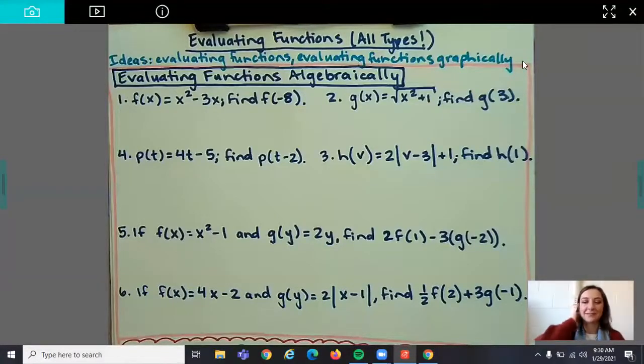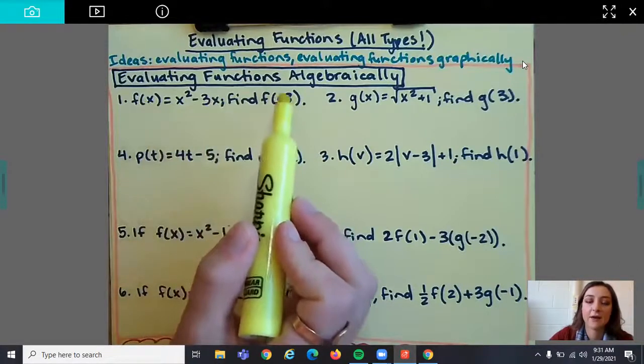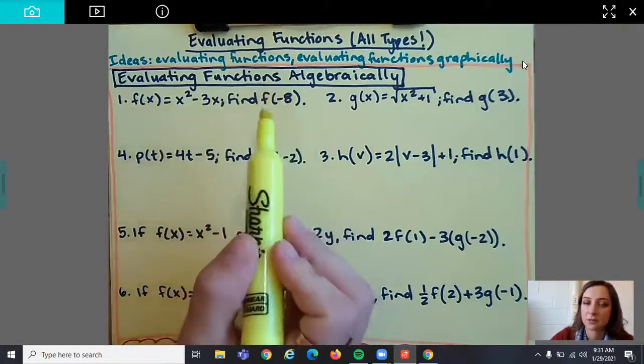Hello everyone. In this video we're going to be working with evaluating functions of all types, but we're specifically going to be working with them algebraically. In the next video I'm going to show you how to do it graphically. So algebraically, you're always going to be given a function that's going to ask you to find f of some number, or h of some number, or g of some number.